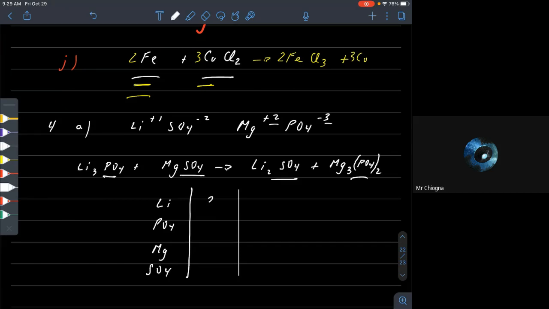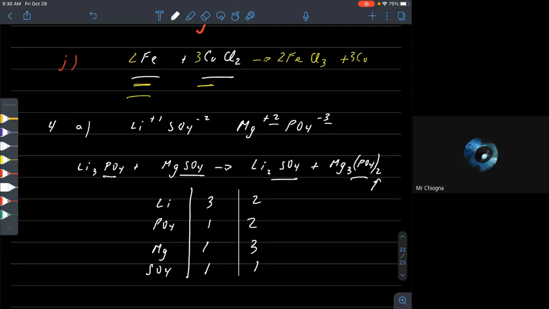Okay. 3 lithium on the left, 2 on the right. I'm going to go faster this time. No brackets, 1. On the right, brackets, which means more than 1. 2. Magnesium on the left, 1. On the right, 3. Sulfate, no brackets, 1. On the right, no brackets, 1.